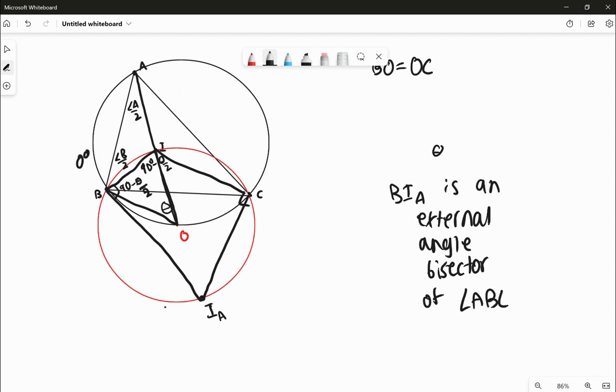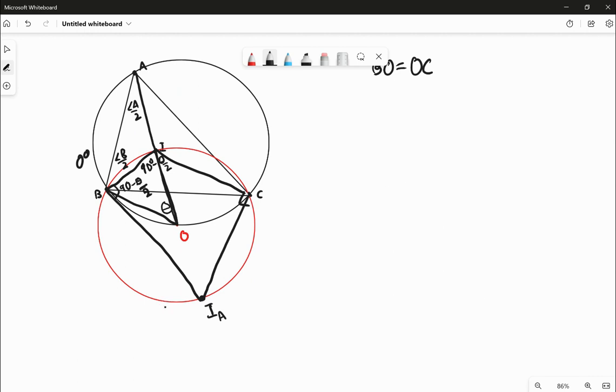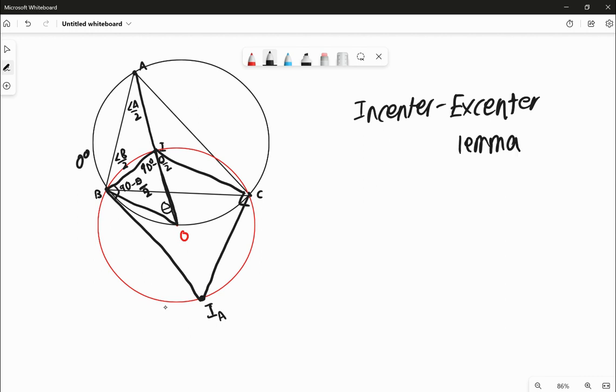So we can combine these results into what is known as the famous Incenter-Excenter lemma, which states that B, C, I, and I_A are all concyclic, and moreover, the center of the circle is at the midpoint of the arc here. Well, since II_A is a diameter, this would also mean that the center lies on AI, which is also really interesting.